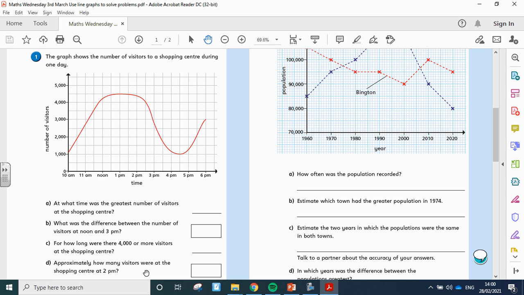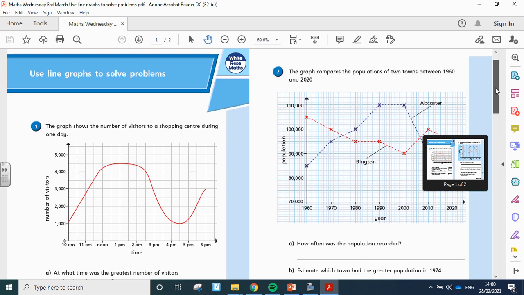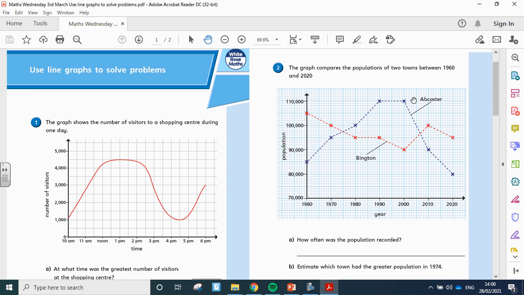Approximately how many visitors were at the shopping centre at 2 p.m? So find your 2 p.m, follow it up, follow it across. It does say approximately. So approximately how many visitors are just here? What else? Have we got anything there? No. Right. Question 2. The graph compares the populations of two towns between 1960 and 2020.